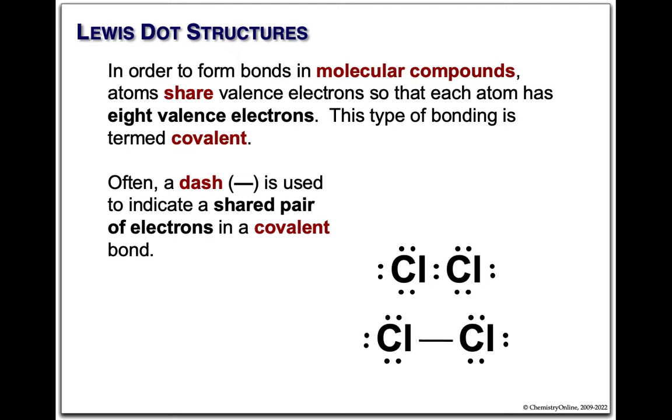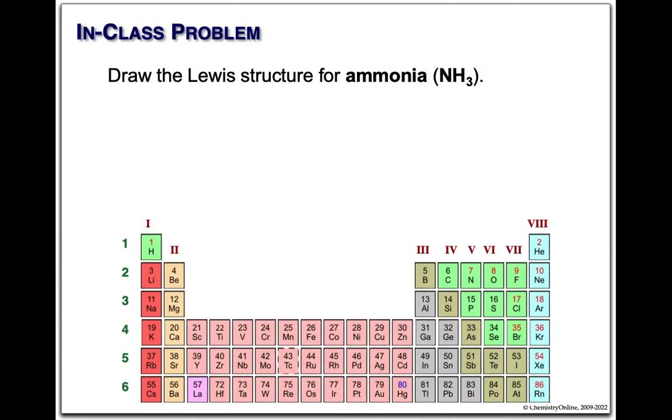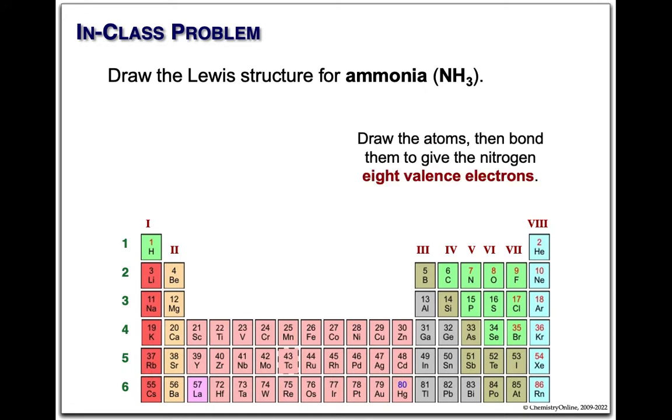Well, let's make a molecule. How about ammonia? Ammonia has one nitrogen and three hydrogens. What we're going to do is look at the periodic table. We're going to find our atoms. We're going to bond them together such that we form 8 valence electrons around the nitrogen and 2 around the hydrogen.